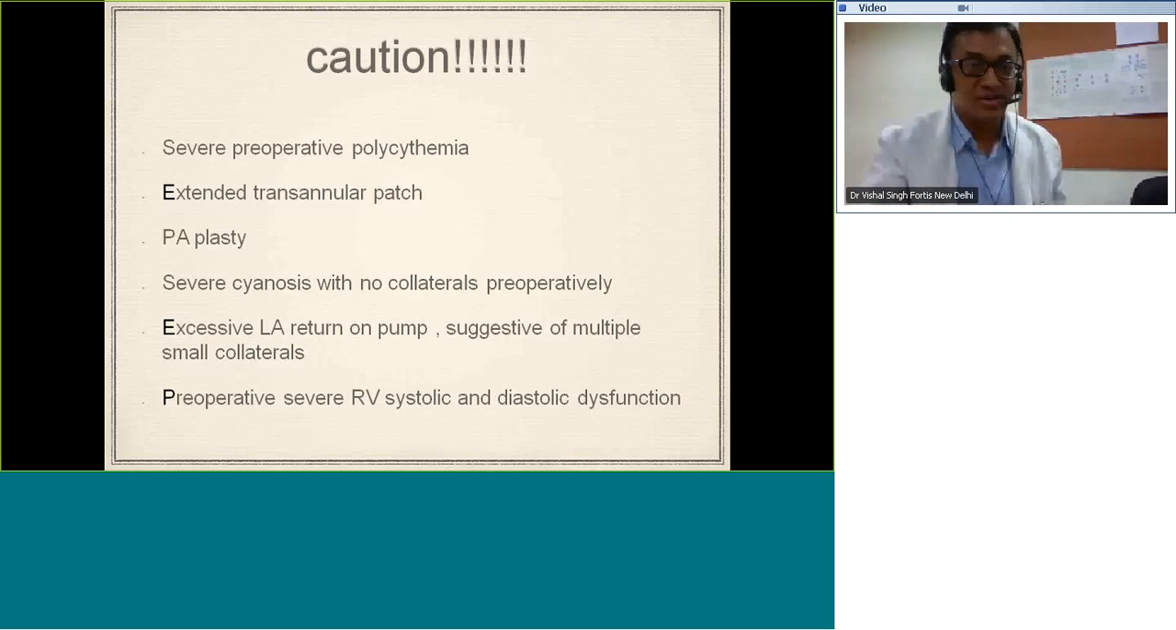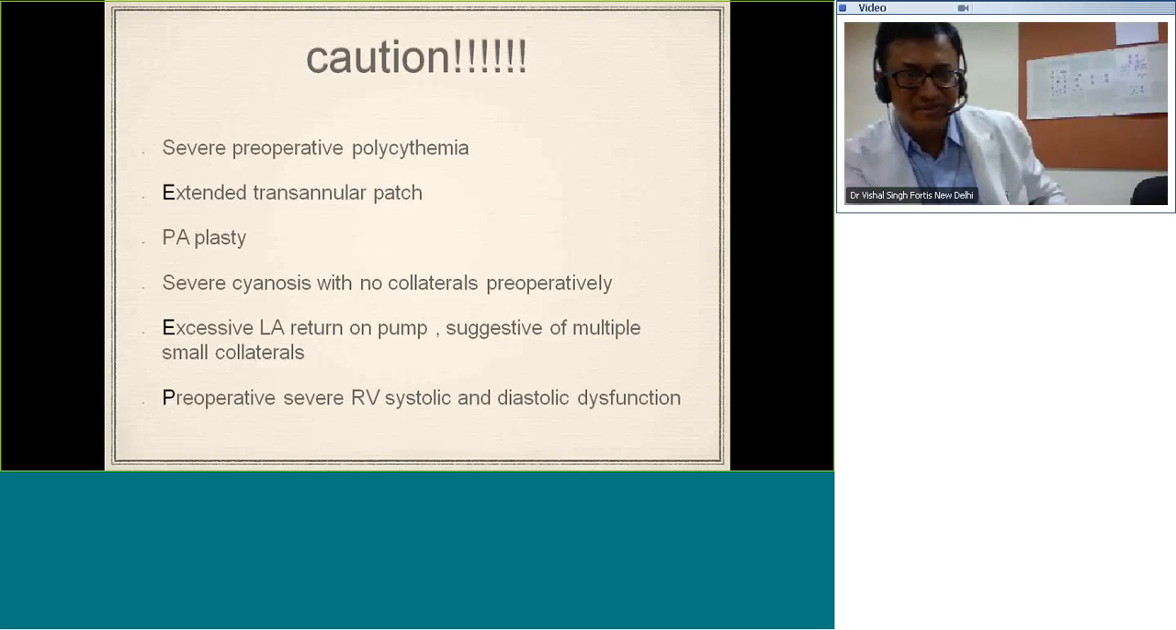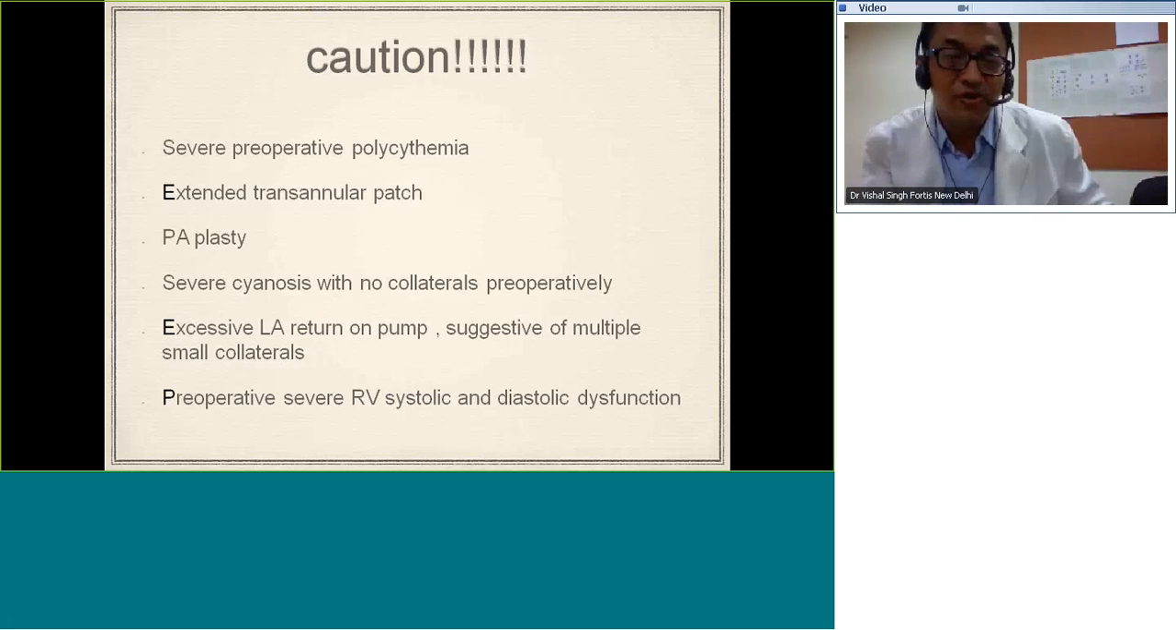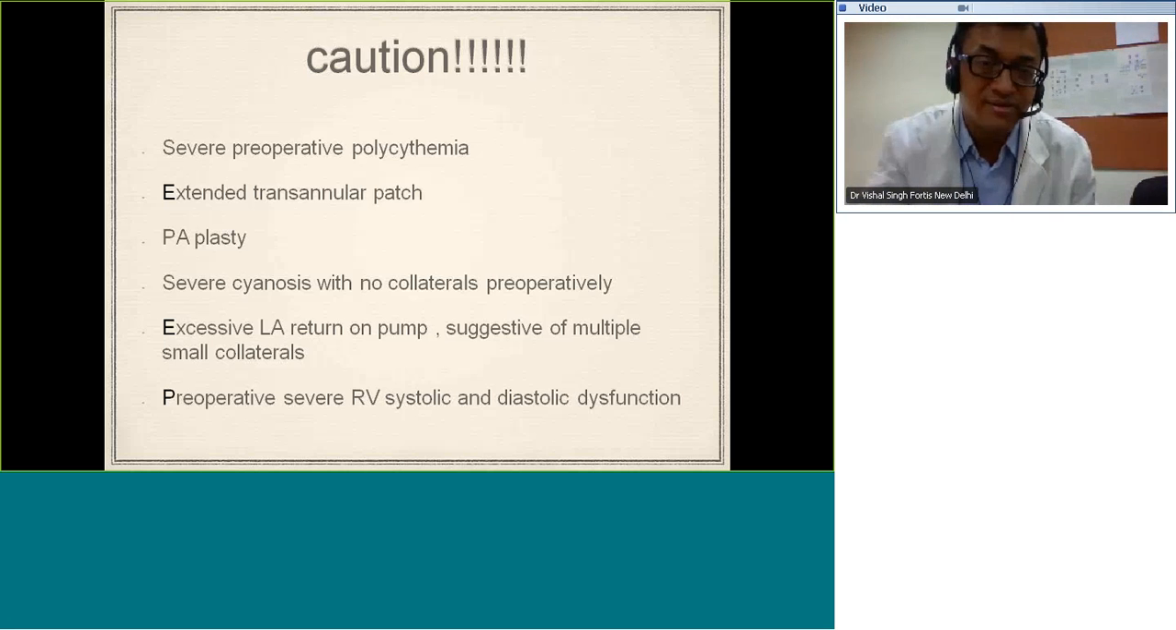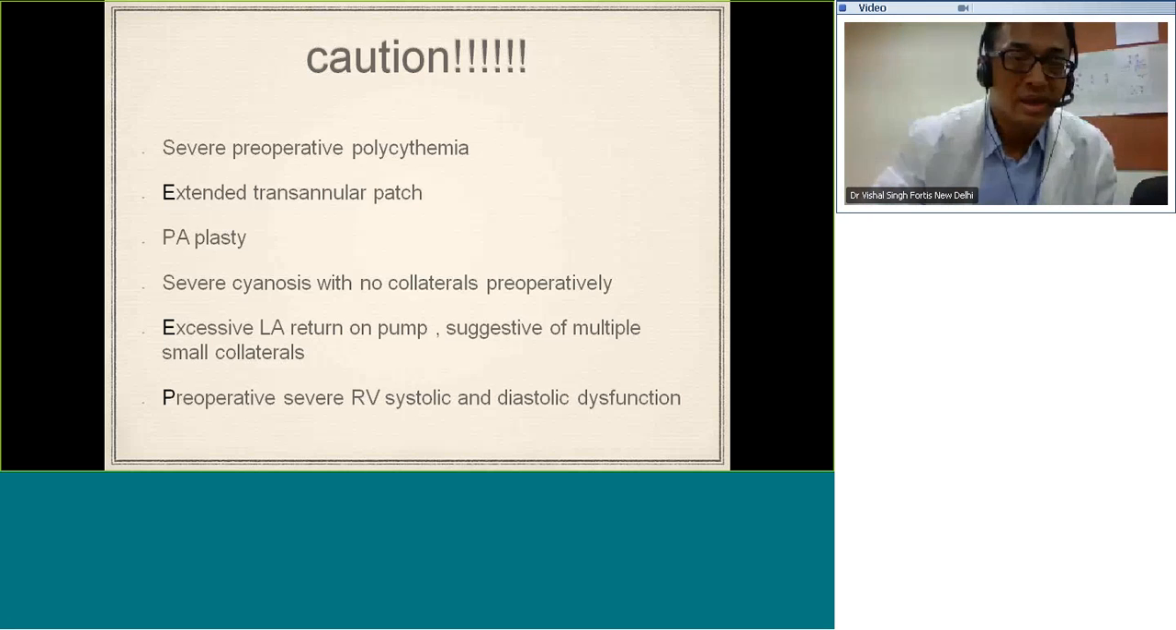If there's a huge transannular patch, again, the ventricle has to get adapted to the PR, and the lungs have to get adapted to the blood flow, and so on. A long segment PA-plasty, again the same scenario. In very unfortunate situations where you have severe cyanosis but the collaterals are practically not there, this also happens. In conditions with excessive LA return, suspect multiple small collaterals. So both ways, it requires a little bit of observation, especially in scenarios where you may have to think of delaying the extubation till you are very much convinced that things are fine till the first POD or the late first POD. And also consider preoperative severe RV systolic and diastolic dysfunction.